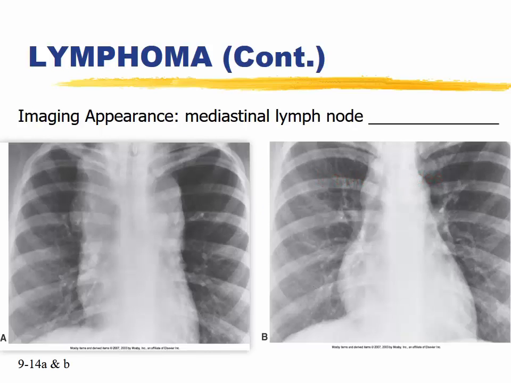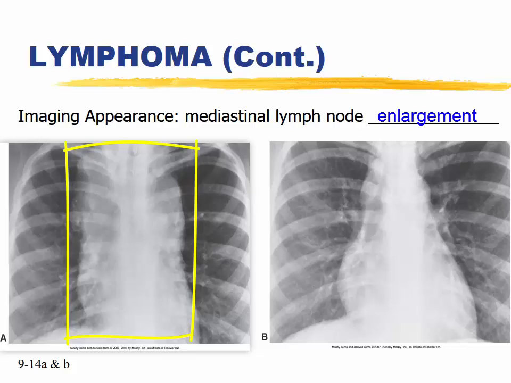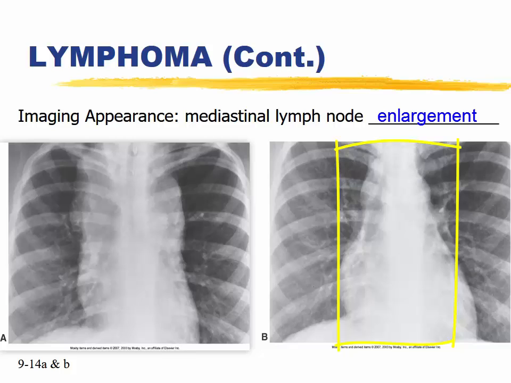The most common radiographic finding in lymphoma is mediastinal lymph node enlargement. In the image on the left, we can see considerable widening of the upper half of the mediastinum caused by pronounced lymphadenopathy. In the same patient after chemotherapy, there's a dramatic decrease in the width of the upper mediastinum.